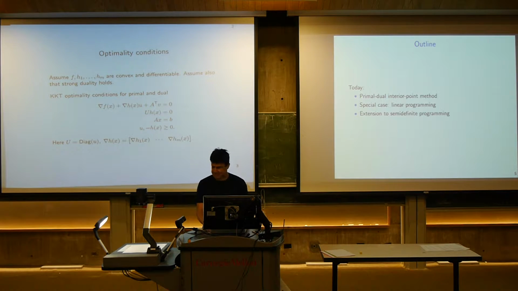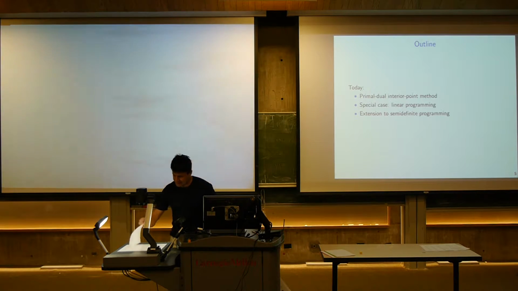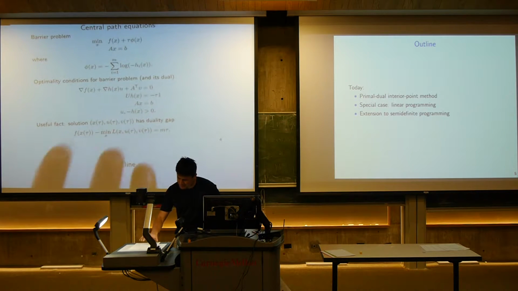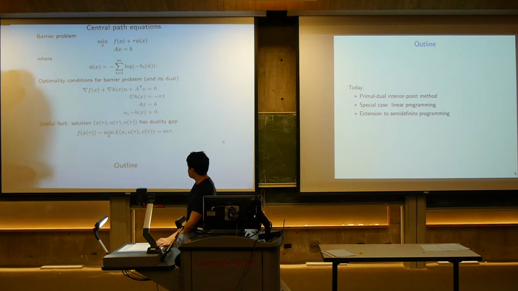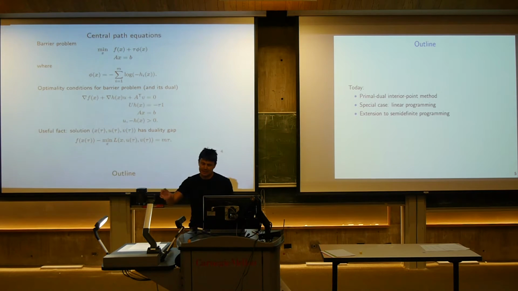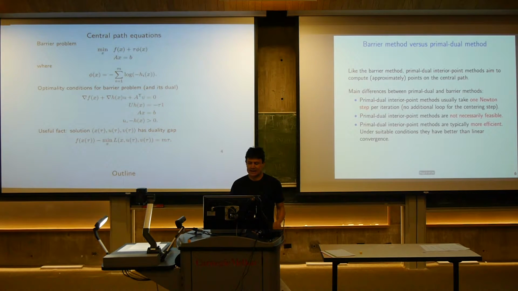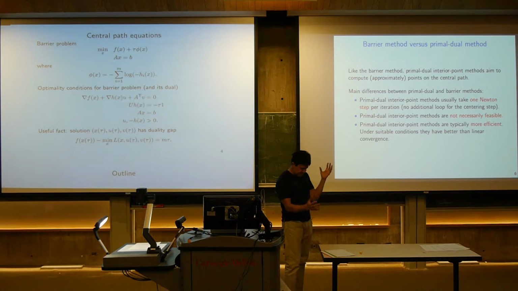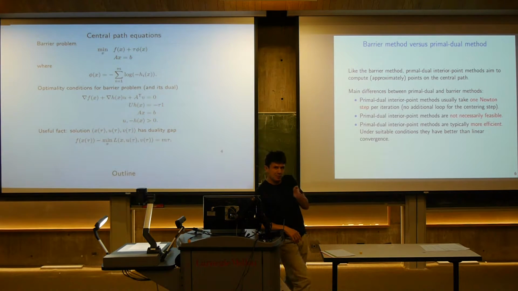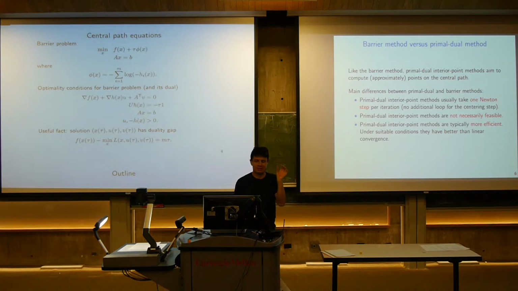So let's go over that. Here, let me put back the equations that characterize the central path, the optimality conditions for the barrier problem. If you were to compare the barrier method, that's what we discussed a week ago, versus primal-dual methods, that's what we are going to do now. There are essentially a few differences between the barrier method and the primal-dual method.